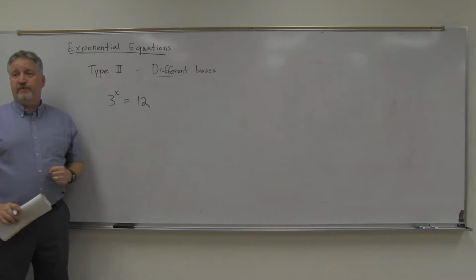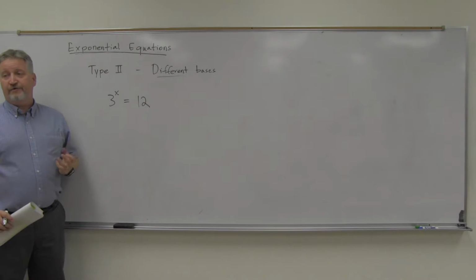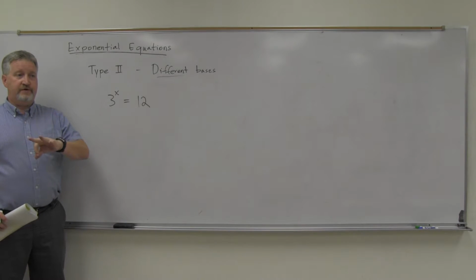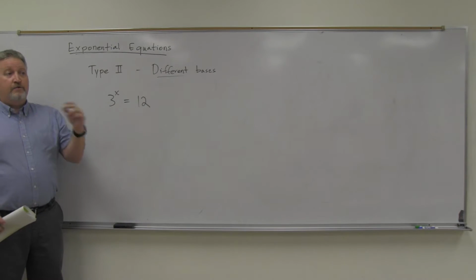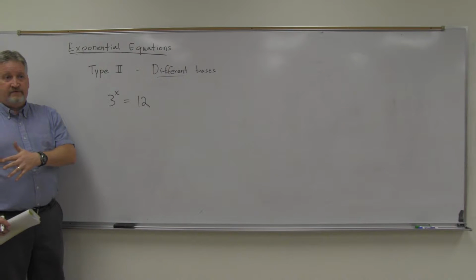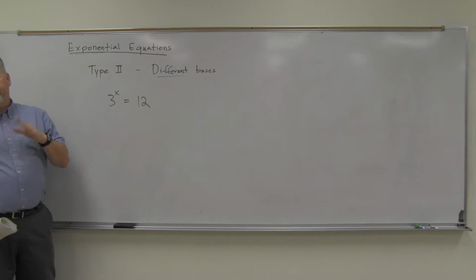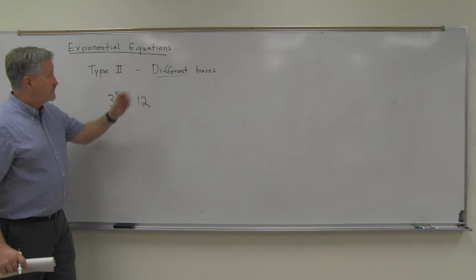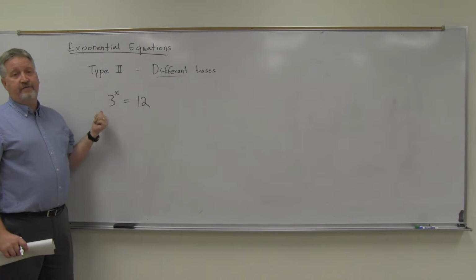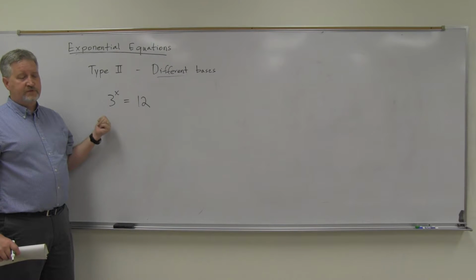Unlike the 27 when we had base 3, 12 is not a power of 3. 3 to the first is 3, 3 to the second is 9, 3 to the third is 27. So we skip right over numbers like 12 when we go through powers of 3, or nice powers of 3. That's what we're talking about. We have 12 we can't write as base 3. So what are we going to do there?